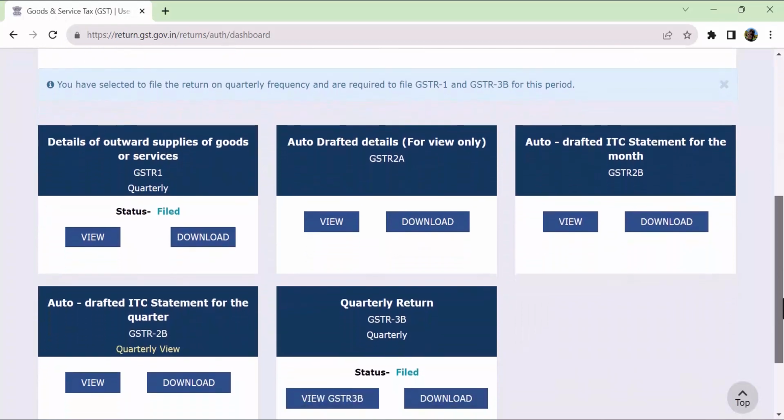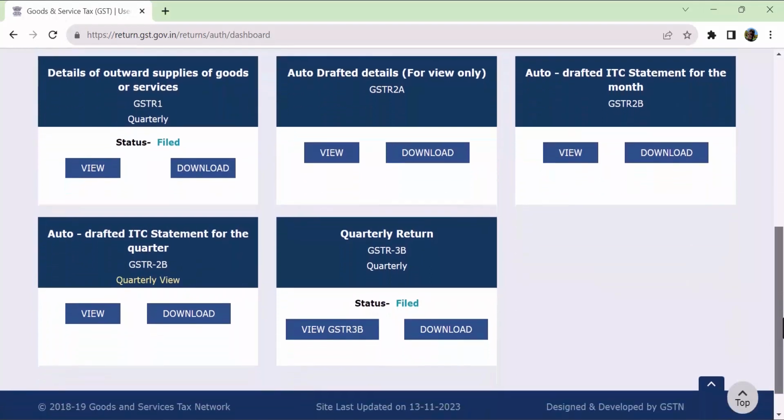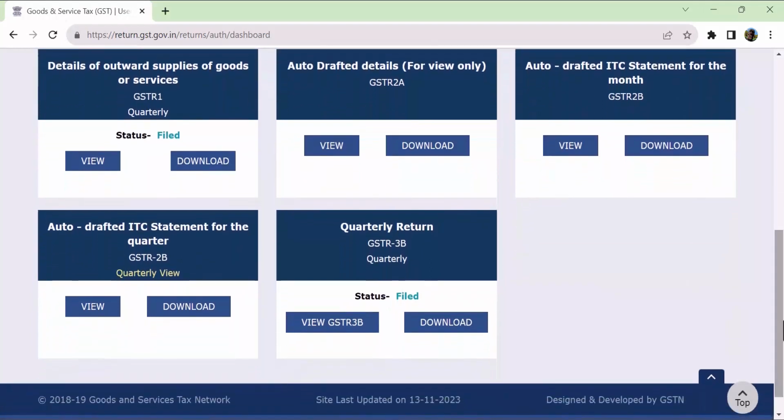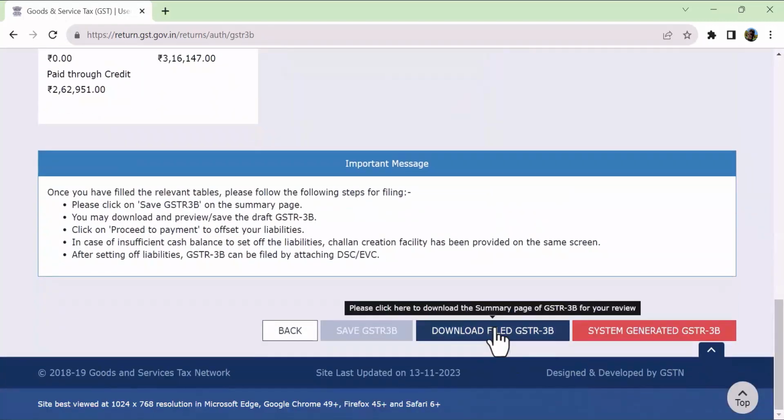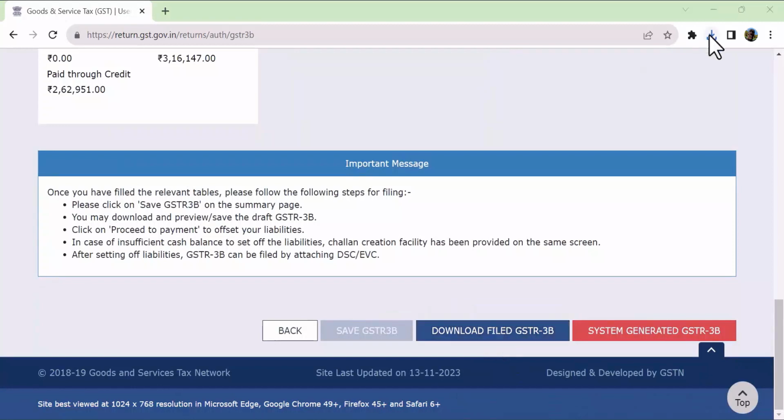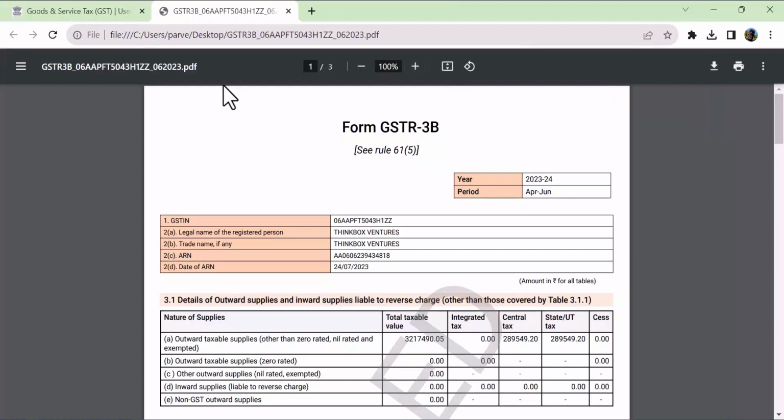We have discussed R1 and 2B returns in the earlier videos. So in this video, we are going to talk about the 3B return, which is a quarterly return. Now look at this last tab. This is a quarterly return because the assessee has chosen the QRMP scheme. So we can download the GSTR return and look at the return. So we have downloaded the return here.